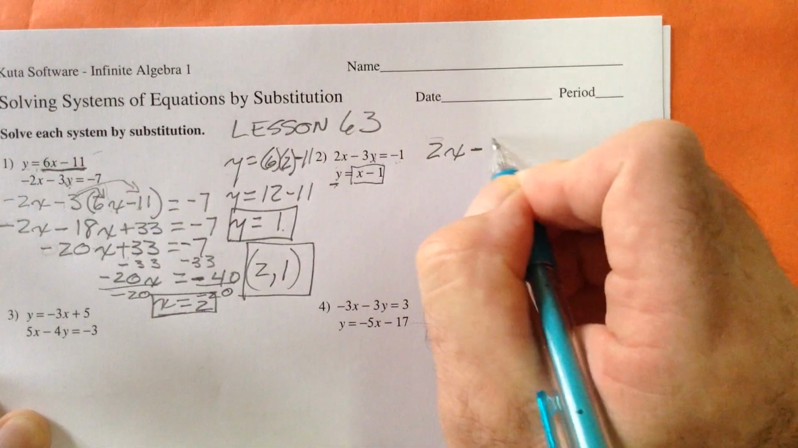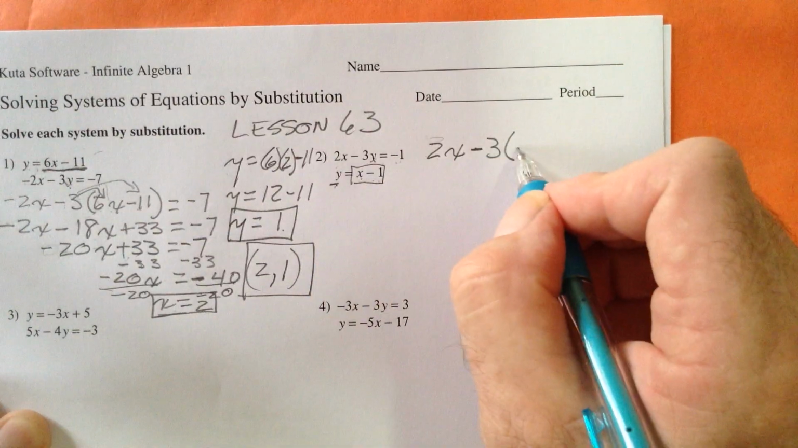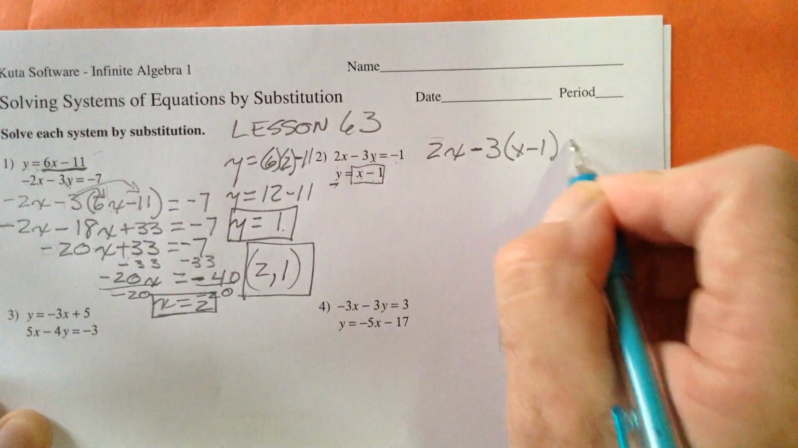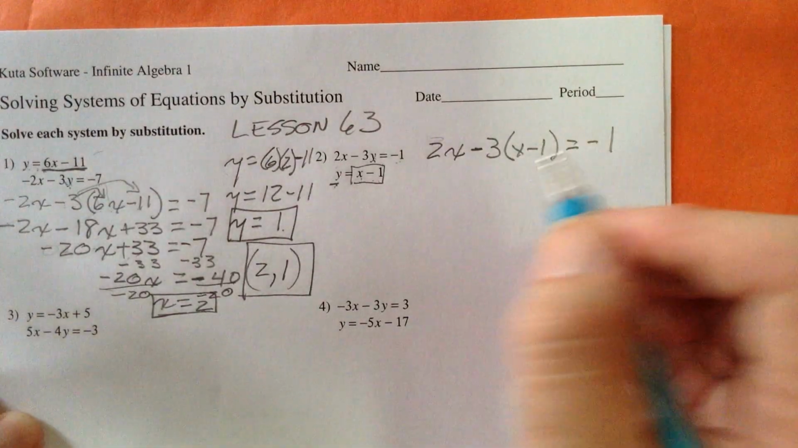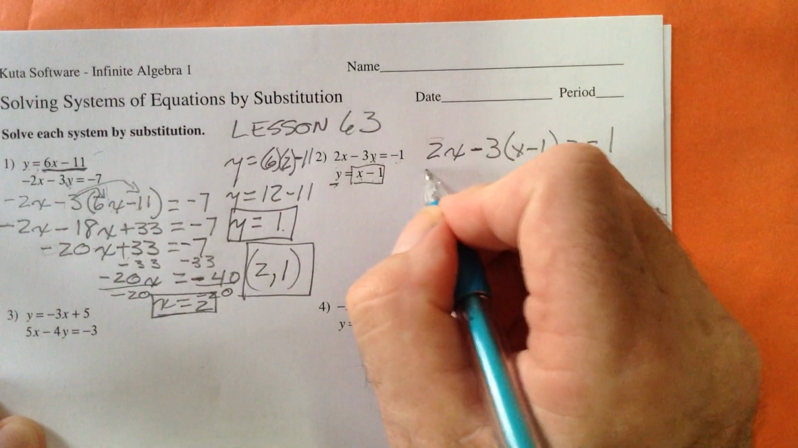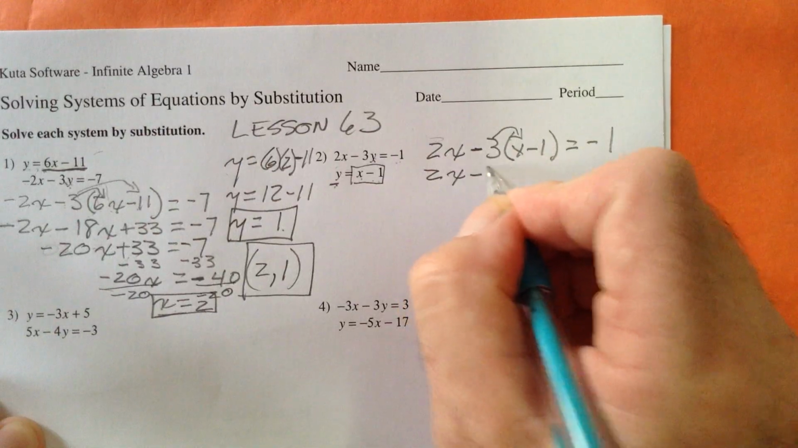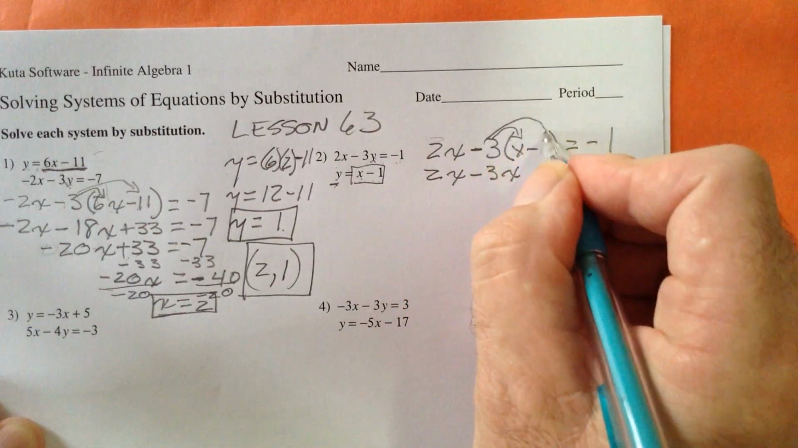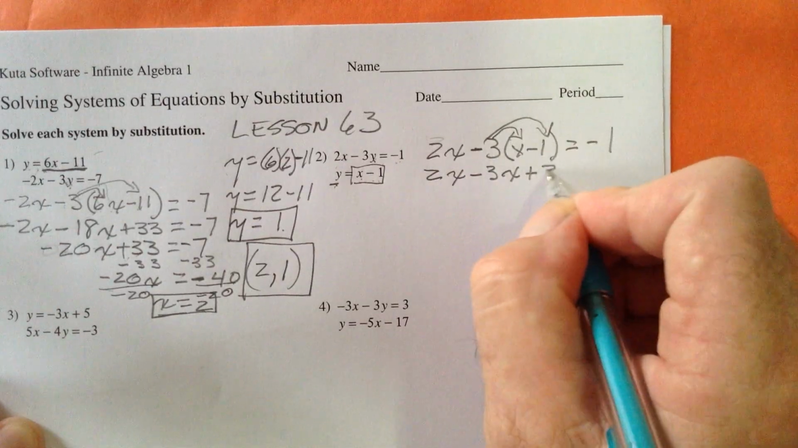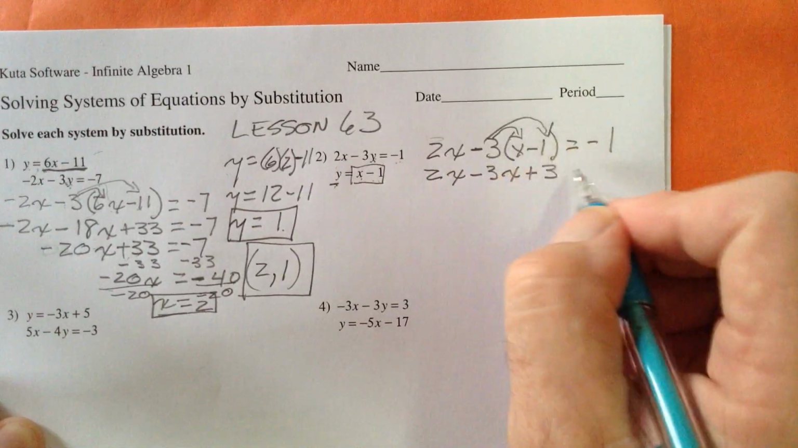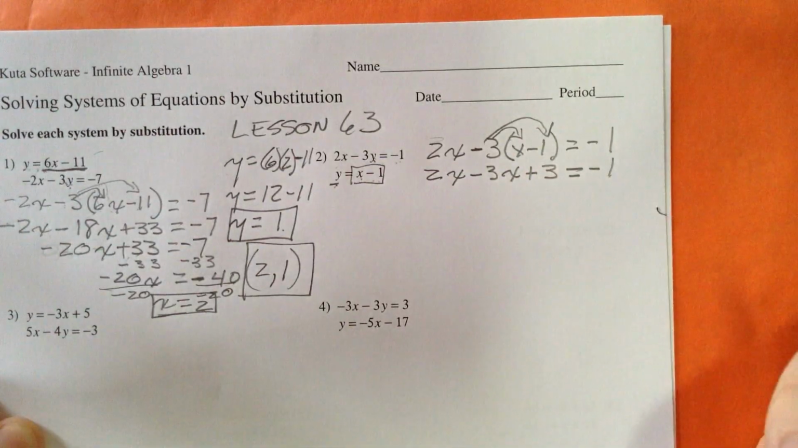2x minus 3, and now I can substitute in this, y equals x minus 1. So x minus 1 equals negative 1. So now I'm back to lesson 59 again. I got to go 2x and distribute the negative. 3 times x is negative 3x. And to distribute negative 3 to negative 1, negative 3 times negative 1 is a positive 3. Don't add them. I almost did that. I almost said positive 4 equals negative 1.